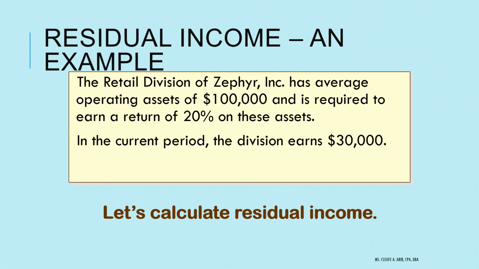So let's have an example here so we will understand and be able to execute also how to compute for your residual income. So we have here a retail division of Zephyr Incorporated. Meron siyang average operating assets of 100,000 and is required to earn a return of 20% on these assets. In the current period, the division earns 30,000. So with this information, let's calculate our residual income.